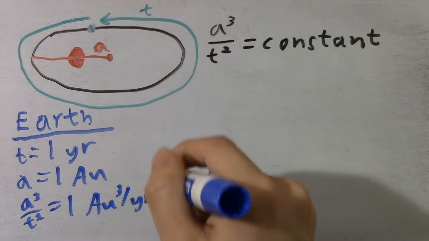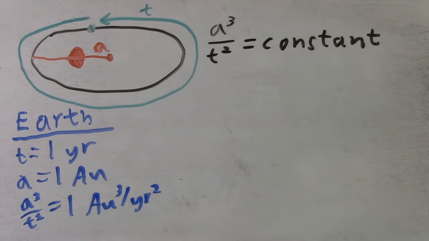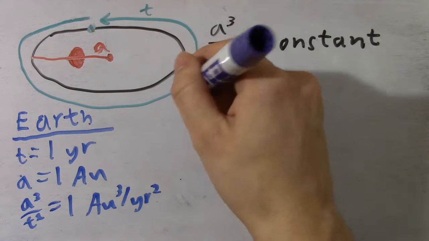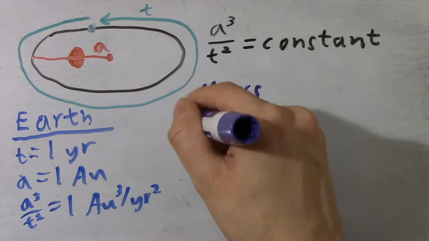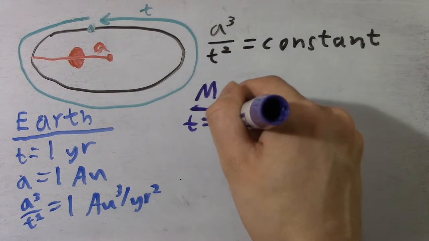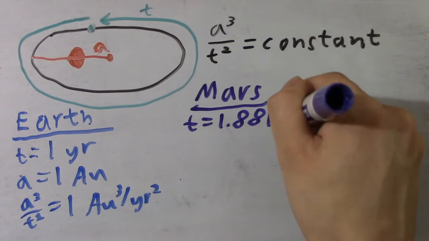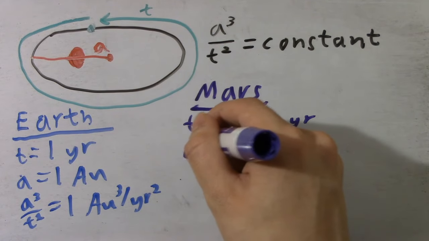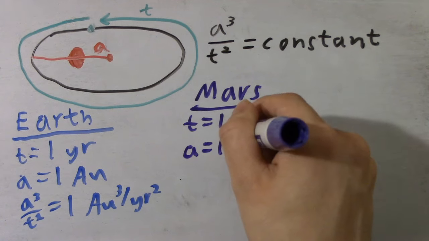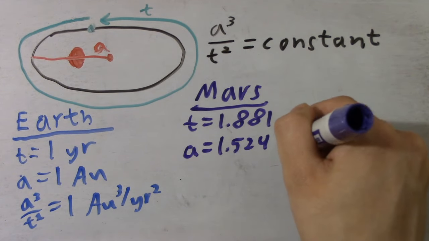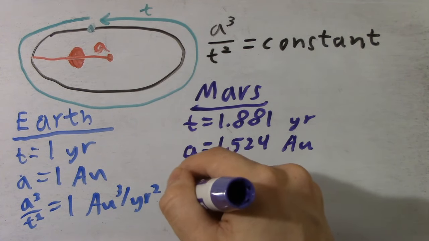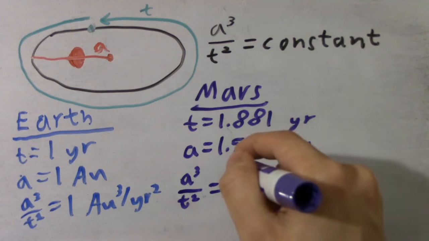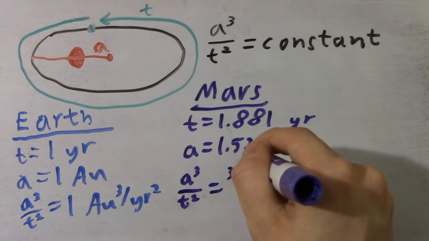According to NASA, the orbital period for Mars is 1.881 Earth years, while the semi-major axis is 1.524 astronomical units. Squaring the period, we get 3.54 years squared. Cubing the semi-major axis, we get 3.54 cubic astronomical units. Dividing these two, we again find a ratio of 1 astronomical unit cubed per year squared. You can verify this with the other 6 planets in our solar system.